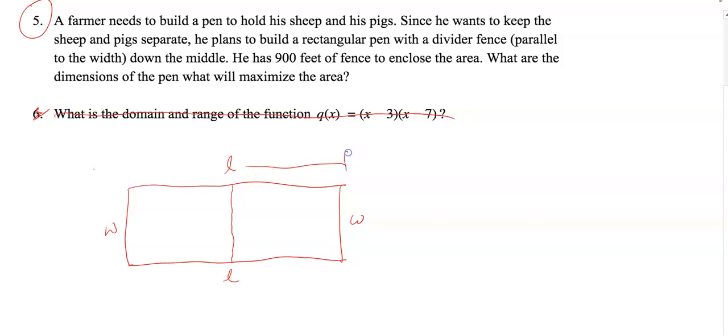So this distance here is L, right across, and then these are widths. Okay, so for the length of the fence you have 2L, and then for the width you got 3W. And here's 900 feet, so 900 feet of fence. So 2L plus 3W is equal to 900.